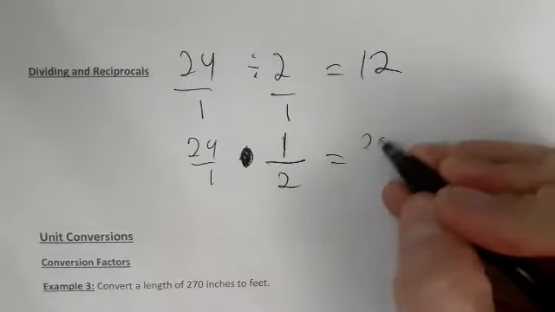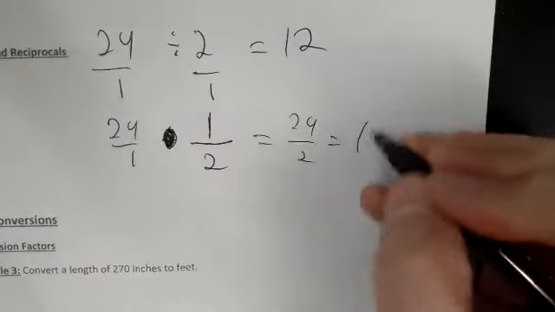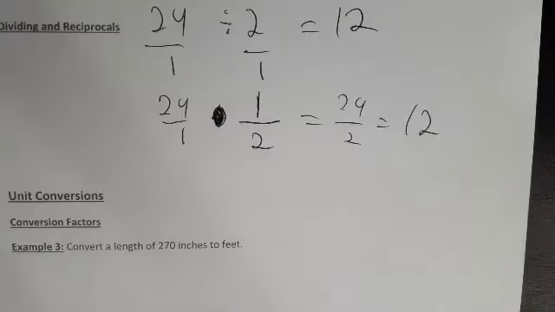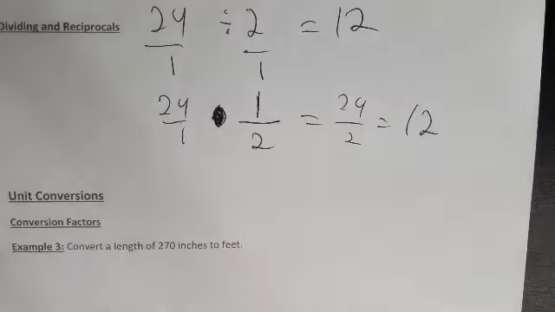And so if I do this, I'm going to end up with 24 over 2, which is going to give me 1/2. So that's probably a lot more complicated than you wanted to do it. You probably just said 24 divided by 2 is 12. But it's going to give us the same result. So dividing by 2 is the same thing as multiplying by 1/2.